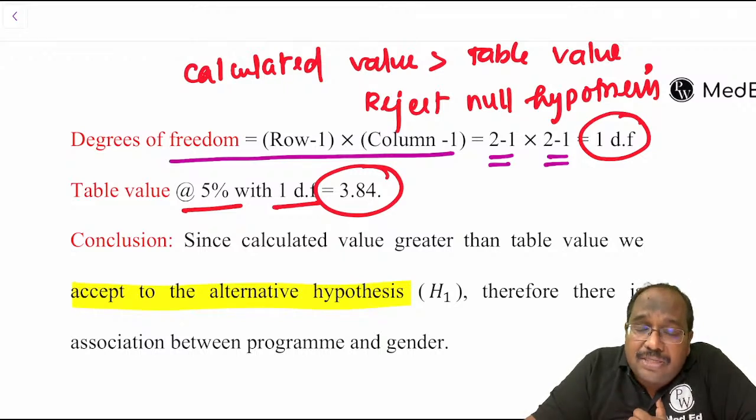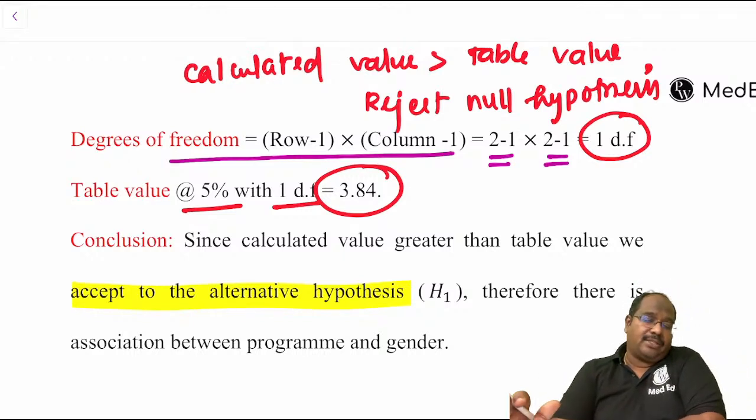So ours is 273. So the calculated value is greater than the table value, and I am going to reject the null hypothesis and accept the alternate hypothesis. That means there is an association between gender and immunization. This many points you have to write. Okay, fine.